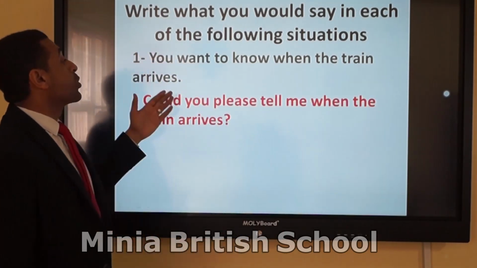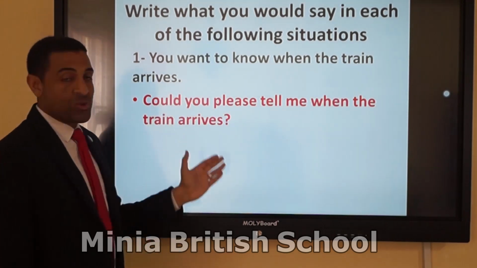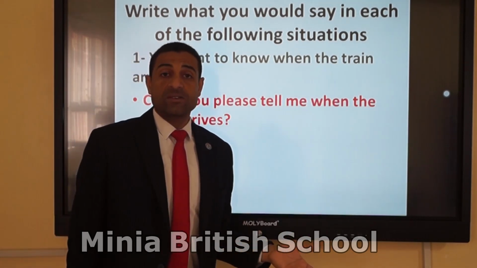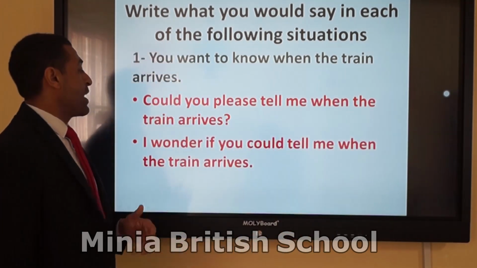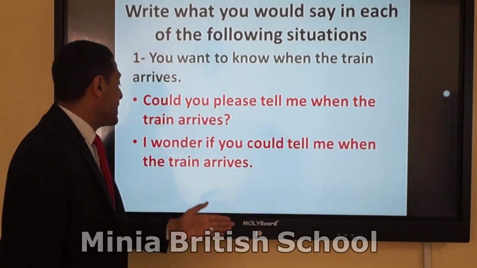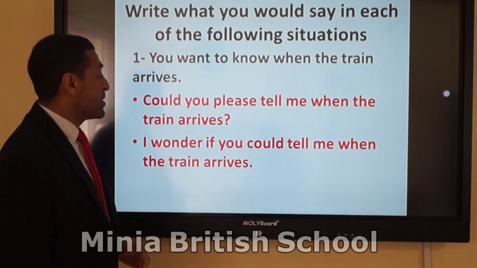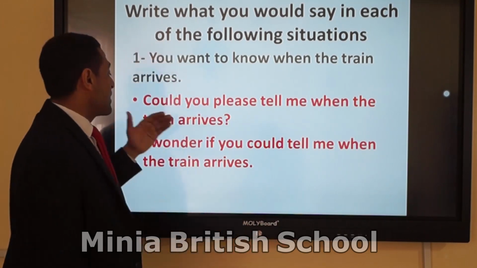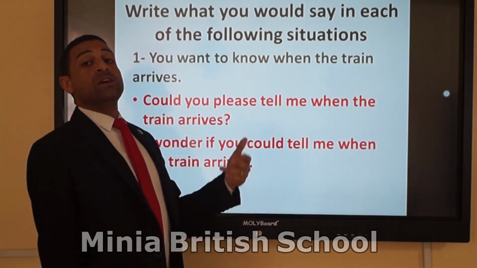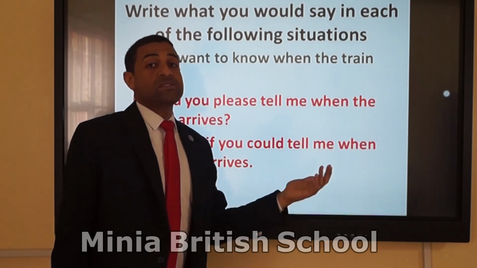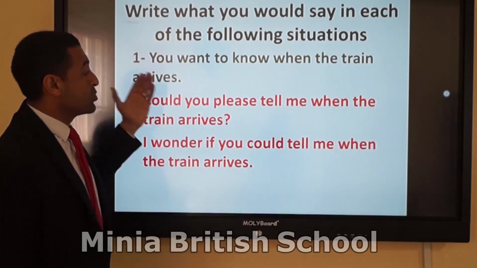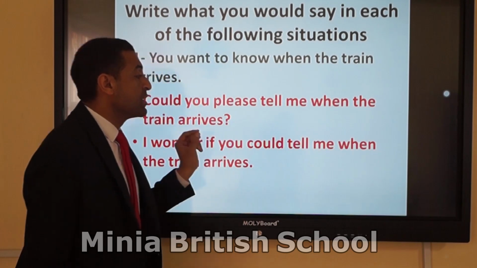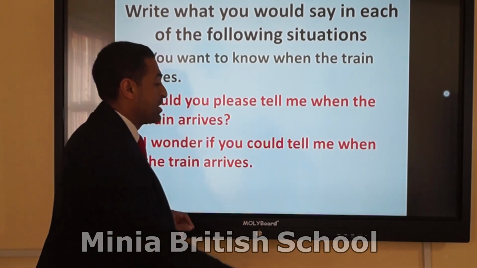I can say, could you please tell me when the train arrives? Another way, I wonder if you could tell me when the train arrives. So here we have two different forms, or many other different forms. But this is the polite way to ask about a piece of information, just like, could you please tell me when the train arrives? Or, I wonder if you could tell me when the train arrives.